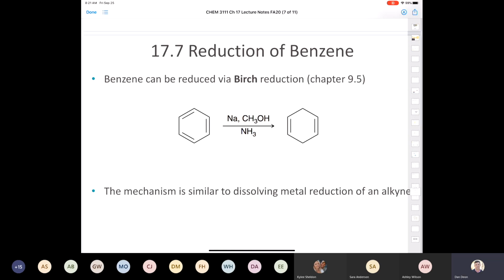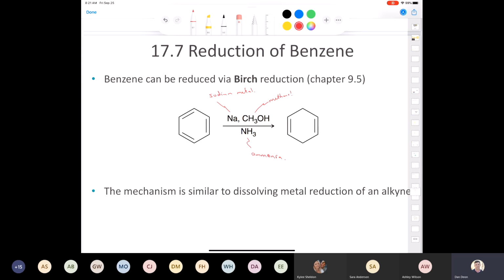And it says here that benzene can be reduced via Birch reduction by taking benzene and treating it with sodium. So that's literally sodium metal, which is a group 1A metal. It's a soft metal. Methanol, so this is methanol, methyl alcohol, and ammonia. You mix all those things up, ammonia, okay?